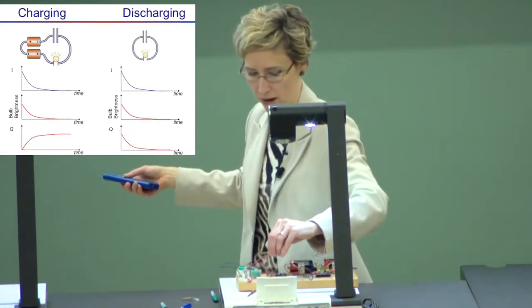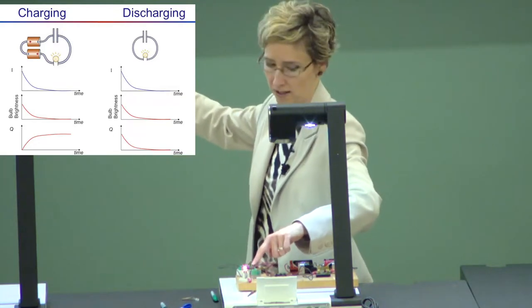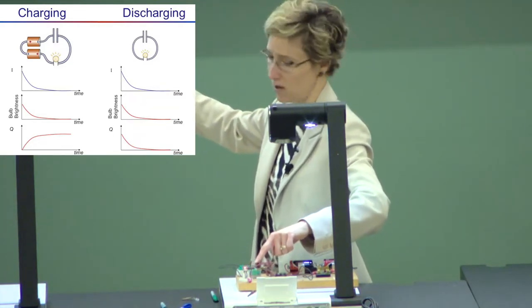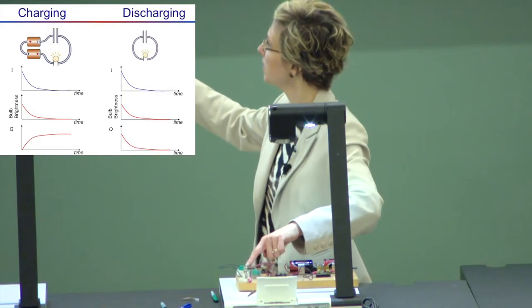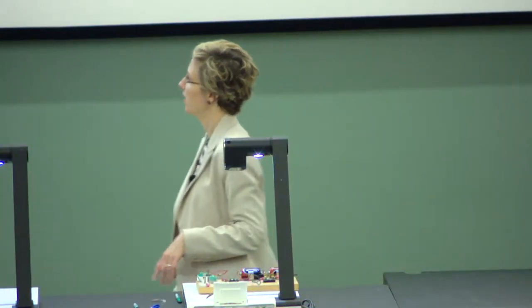Now we're going to discharge the capacitor. Initially, the bulb is bright, which is the same as high current. And then the bulb is getting dimmer and dimmer, and as that happens, we're basically leaking charge off of the capacitor.